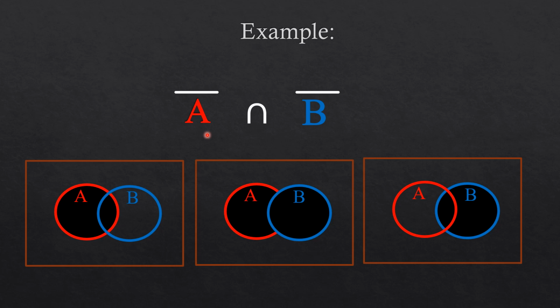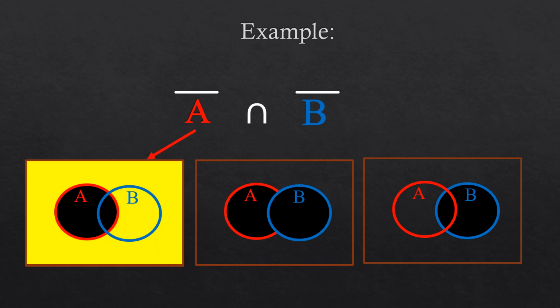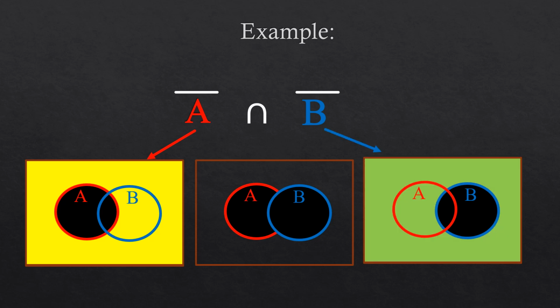A complement. Remember, that's everything outside of A. So I'm going to come down here and I'm going to shade that out. So that's everything outside of A. Now I'm going to come over here and I'm going to shade out what is B complement. Okay, so B complement is everything outside of B. So that's everything outside of B.